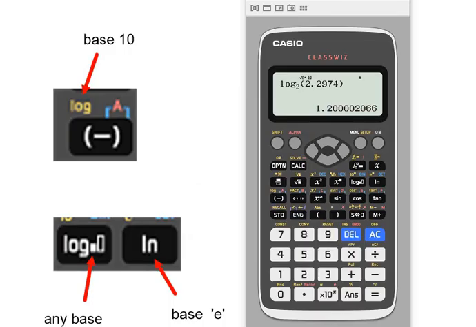There are various log functions on the calculator. We have this one here, log, and that one uses base 10. We have this one here, and this one you can set any base you like. But the conditions on the base are the same as the conditions on the base for exponential functions. The base has to be positive, and it can't be equal to 1.